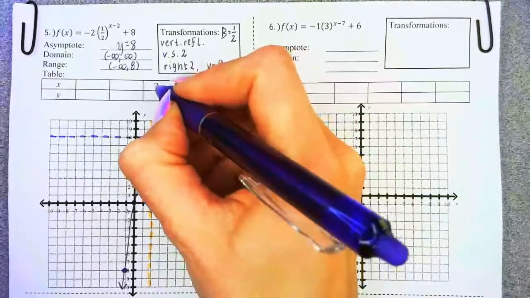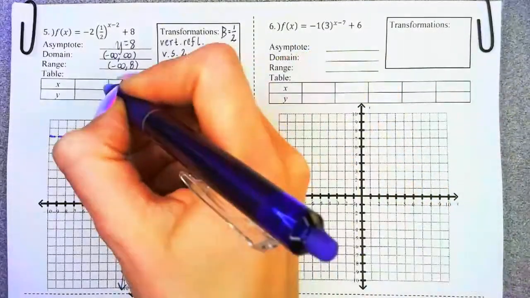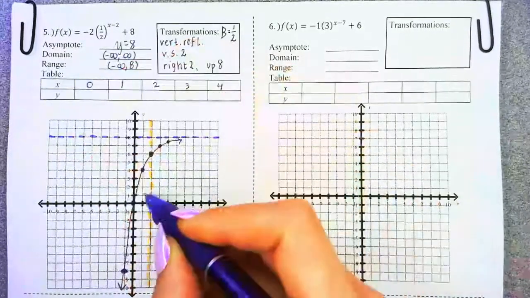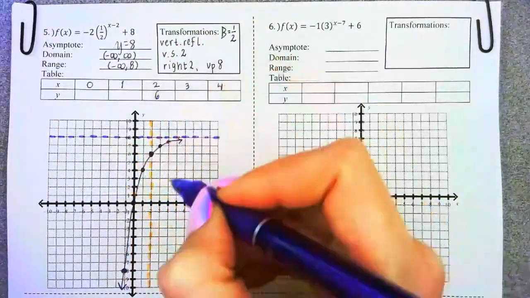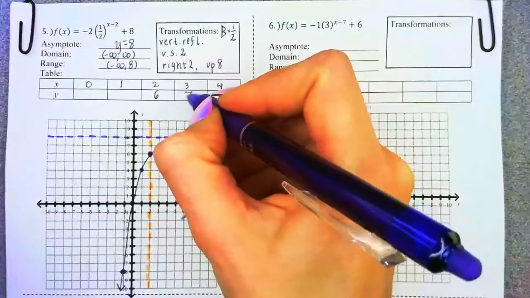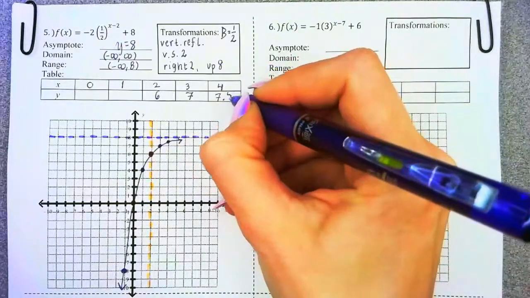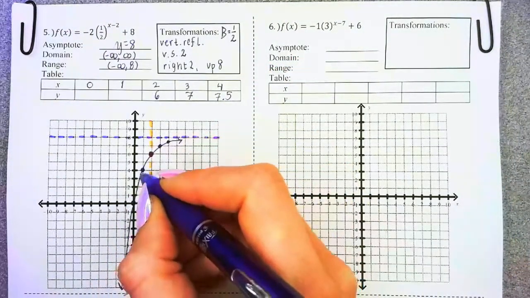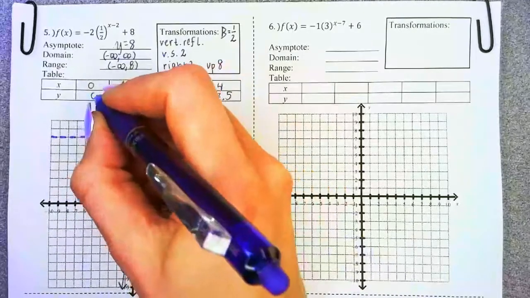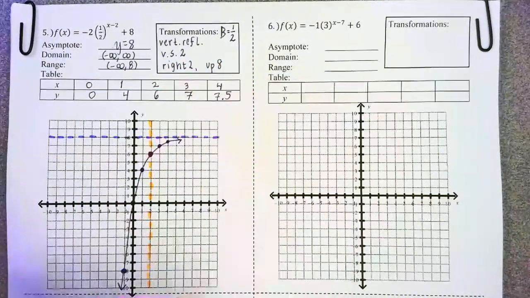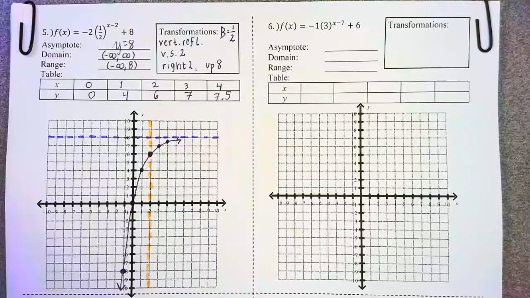For a table of values, since the exponent is x minus 2, I'm going to make the middle value for x 2. Then I'll choose two numbers on either side of 2. That means my table will include 0, 1, 2, 3, and 4. We evaluate our exponential function at each of these x values. You'll see we get 0, 4, 6, 7, and 7.5. Each of these ordered pairs lines up perfectly with the points I plotted previously.